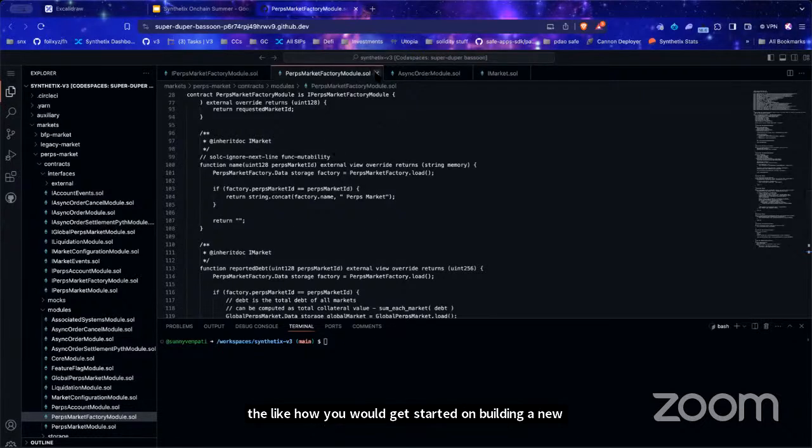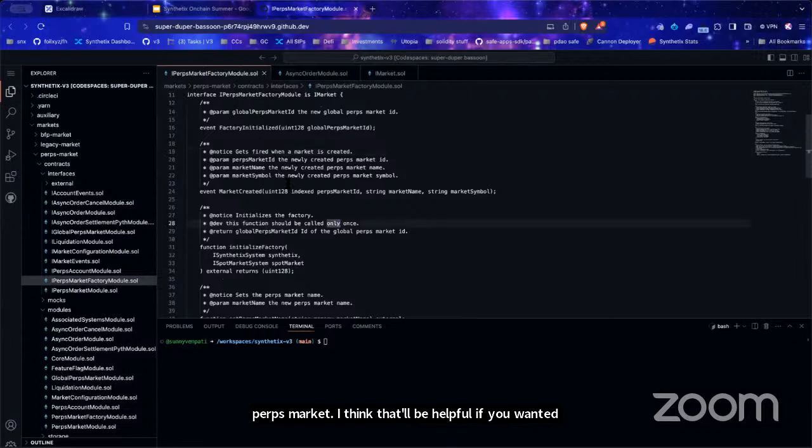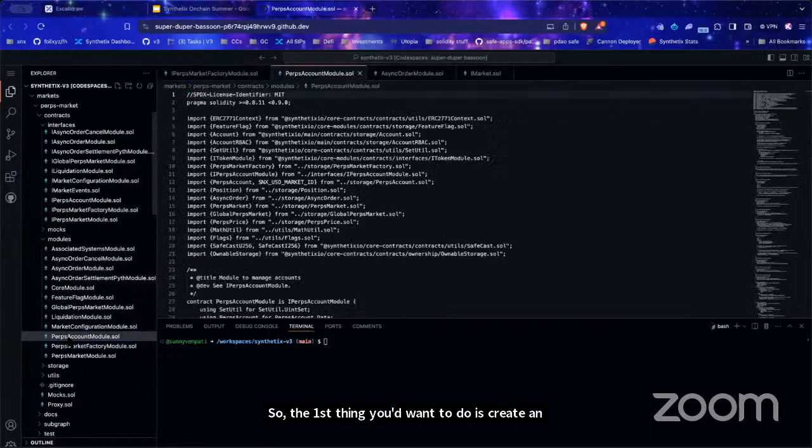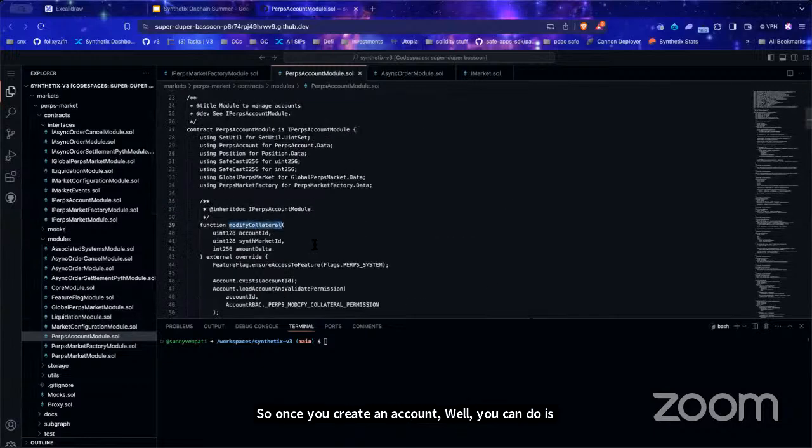Let me get into how you would actually integrate with the perps market. I think that'll be helpful if you wanted to build something on top of this system. The first thing you'd want to do is create an account, which is within this perps account module. Once you create an account, you can come in here and modify your collateral.